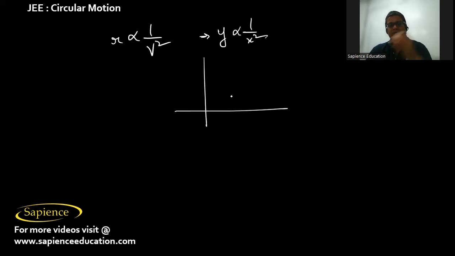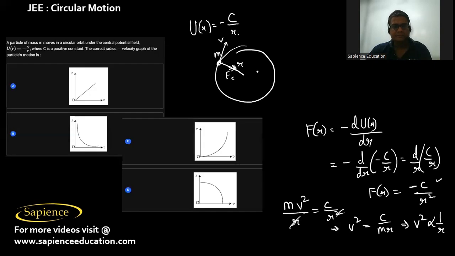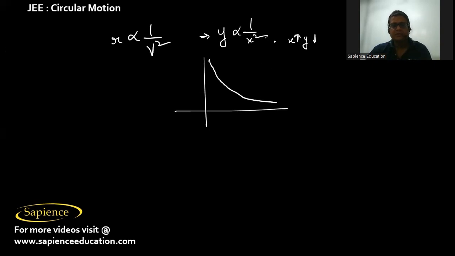So it means what? Here r is on the y-axis, so y is inversely proportional to x square. So therefore, when x increases, y will decrease. So it is a kind of graph like this, which is decreasing. And when x tends to infinity, then y will become 0.